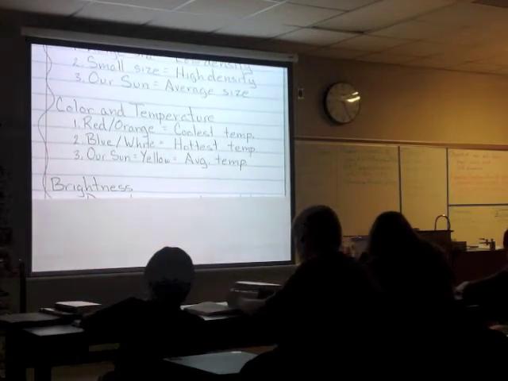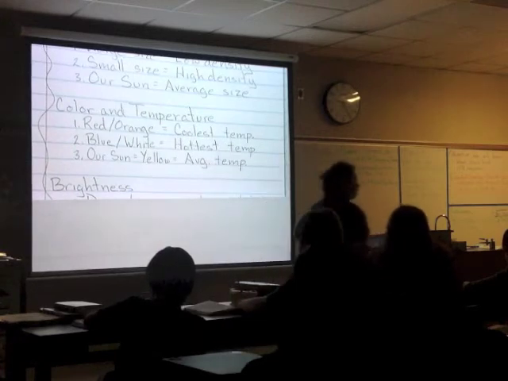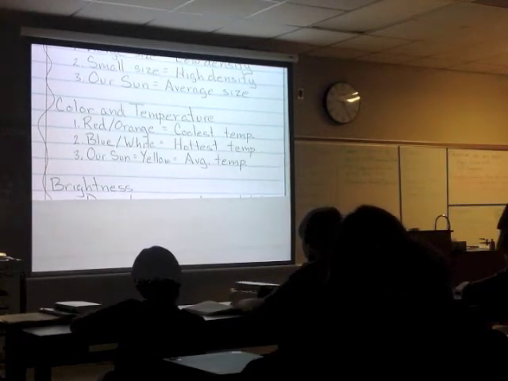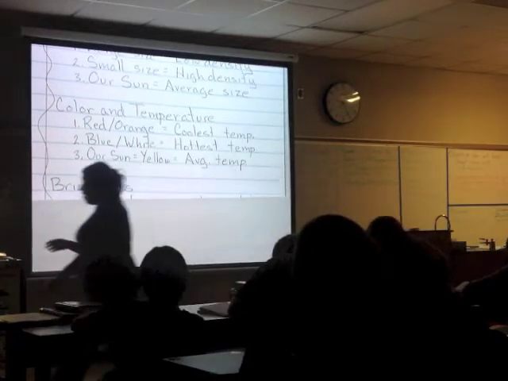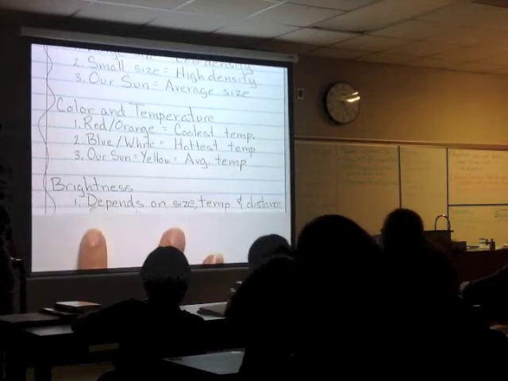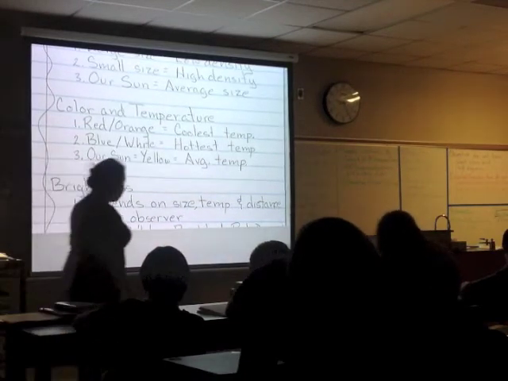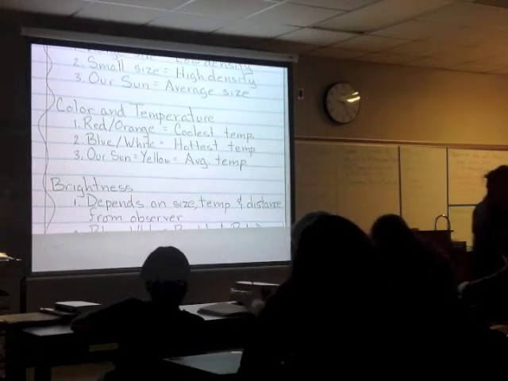So then we think of brightness. When you go outside and you look at the stars, are they all the same brightness? No, some twinkle a little brighter than others, right? All right. And brightness can be related to several things. Brightness can depend on the size, the temperature, and the distance from the observer. That makes sense.